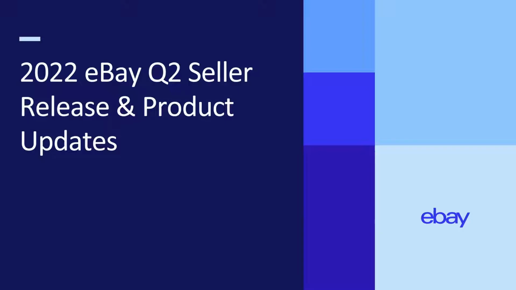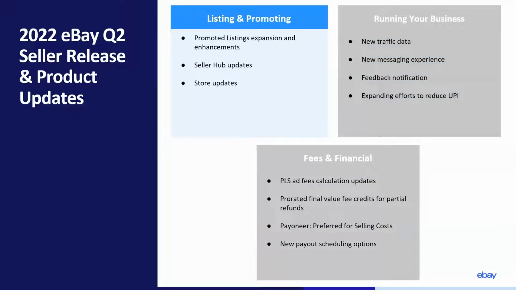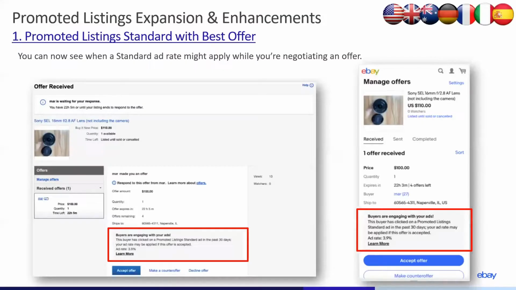Today I will be covering a few product updates and also the Q2 summary release. Today we'll be split into 3 modules. First is the listing and promoting, then running your business, and last the fees and financial updates. In the first module we'll be covering a few updates regarding the promoted listing, Seller Hub, and also Store. First, I will talk about a few product updates regarding the promoted listing.